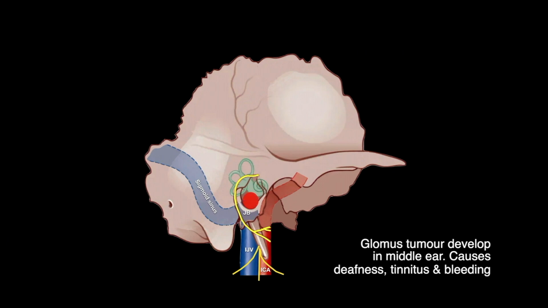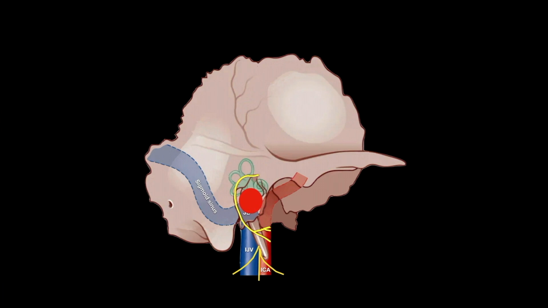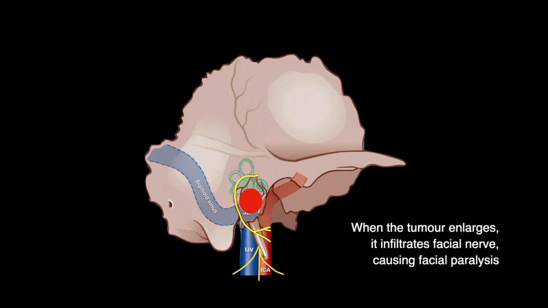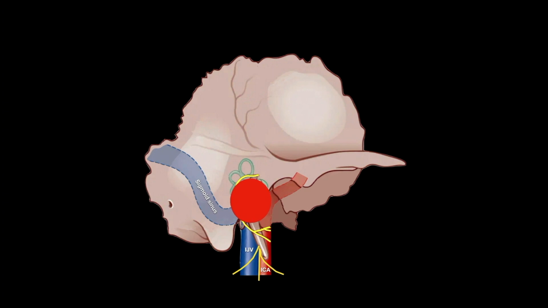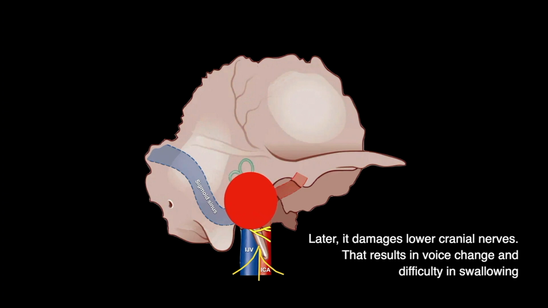Glomus tumors usually develop in the middle ear. They initially cause deafness, tinnitus, and bleeding. When the tumor enlarges, it infiltrates the facial nerve and causes facial paralysis. Later, it damages the lower cranial nerves. That results in voice change and swallowing difficulty.